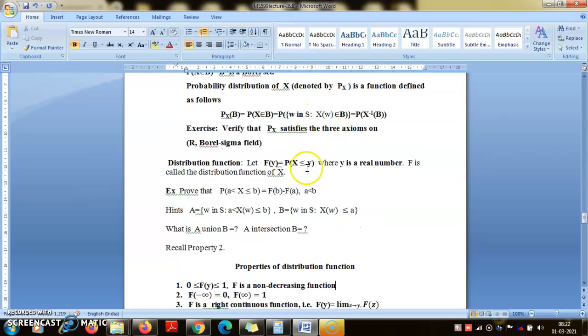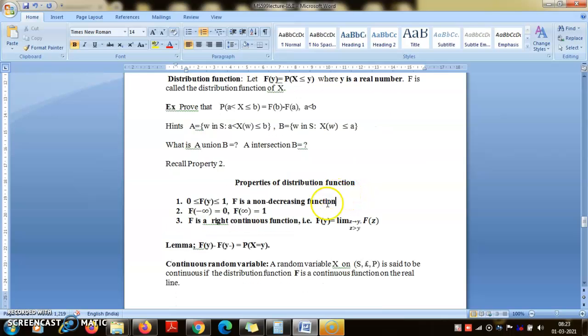for which X(w) is less than y1, and then B will be those points in the domain for which X(w) is less than y2. Now y1 is less than y2. X(w) is a real number. If X(w) is less than y1, then definitely X(w) is less than y2. So that is the hint. Please write down the proof. I have told you all the arguments.